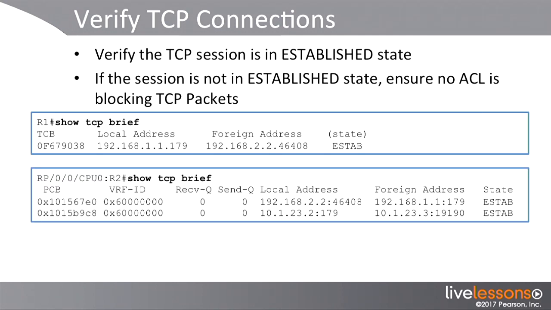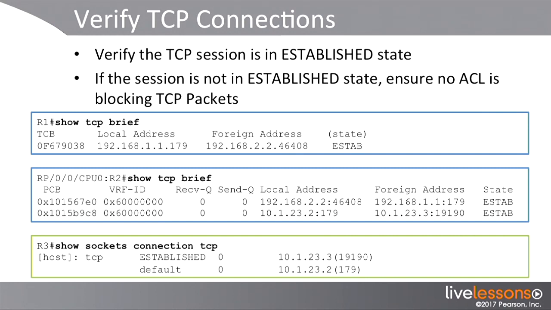On IOS XR, you have a similar command. The only difference is that it provides some more information, like the VRF IDs, which is for the global address family. You have your receive and send queues because it also shows statistics for those queues. Instead of TCB, you have PCB, but they are the same thing. TCB stands for TCP control block, whereas PCB stands for protocol control block. It means the same. We'll see when to use those TCB and PCB values later during the course of the video. But right now, what's important is that your states are in established state.